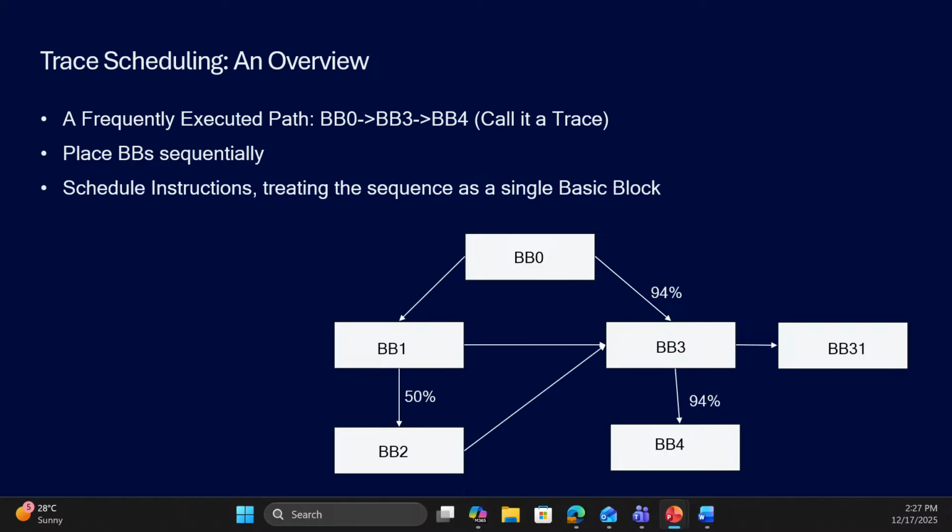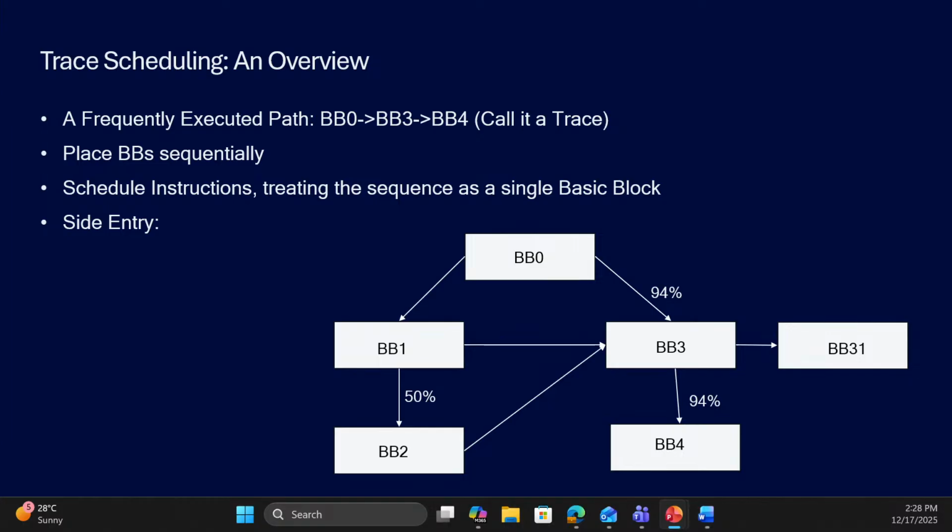So two things that we saw: one is high latency instructions, second is branch penalty. One of them we already tackled by doing this, right? And what we do next is we schedule the instructions treating the sequence as a single basic block. We try to schedule the instructions in BB0, BB3, BB4, like that. So that's all, conceptually. Now we will define some terminologies.